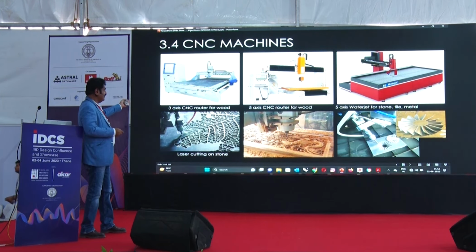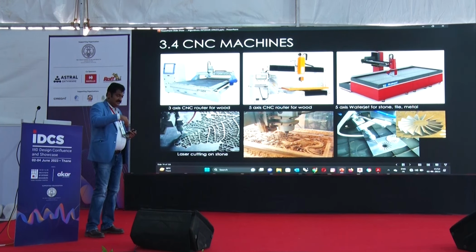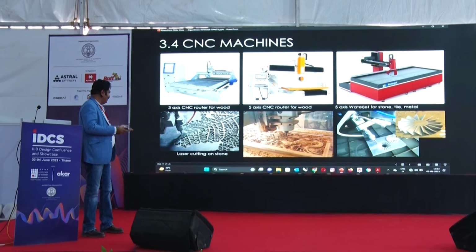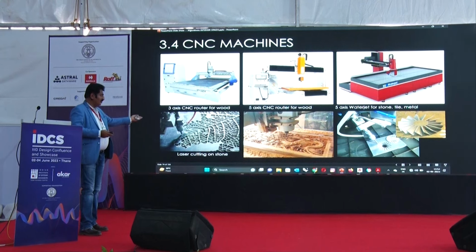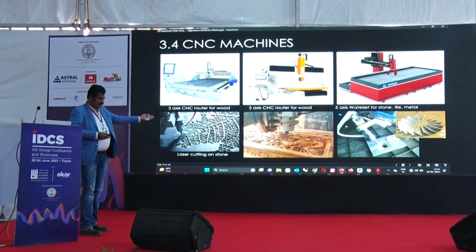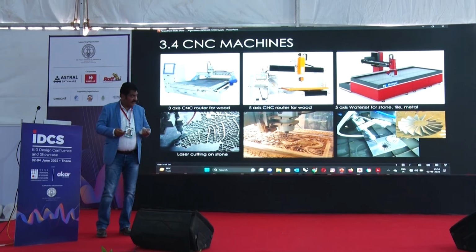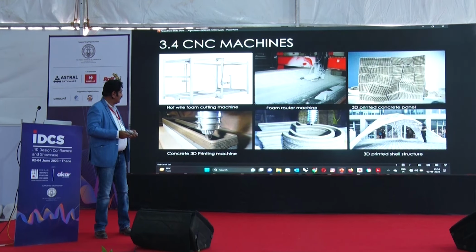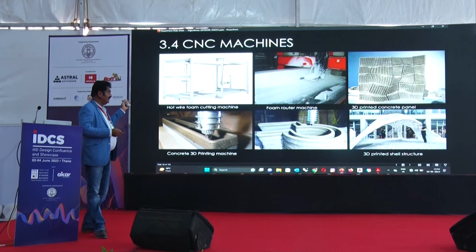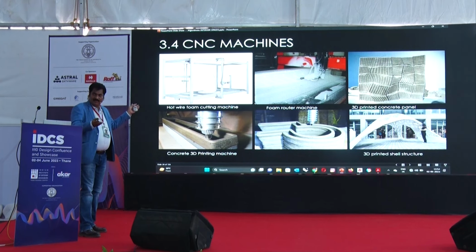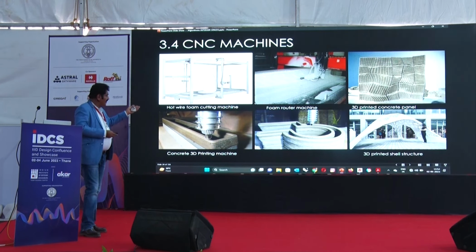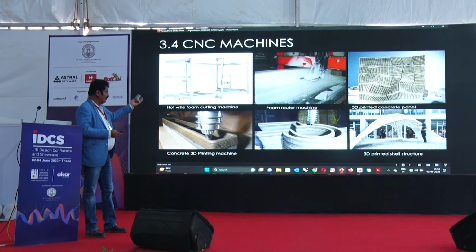So the 5-axis CNC machines are all available. Laser cutting on stone or router on wood, and then the water jet on stone. So there are different kinds of CNC machines available. Water cutting, there are a number of these machines available in Delhi. Then this foam router is very common.